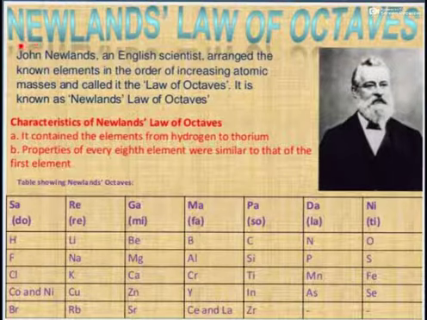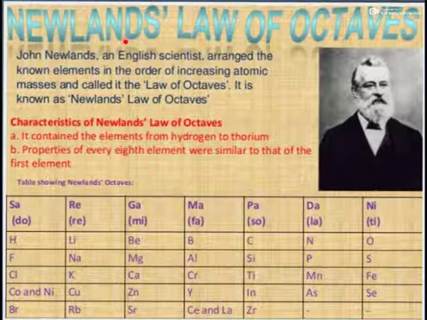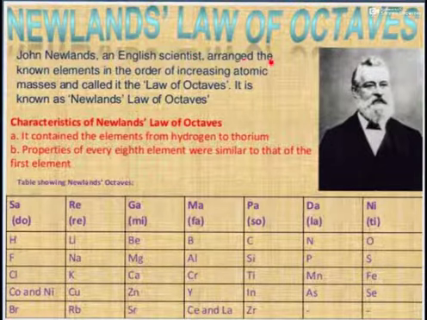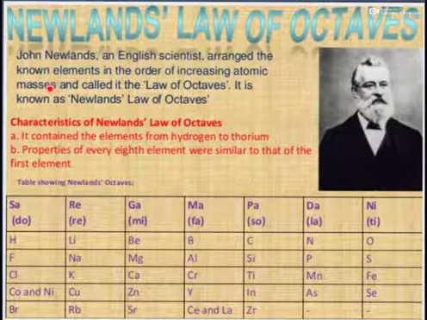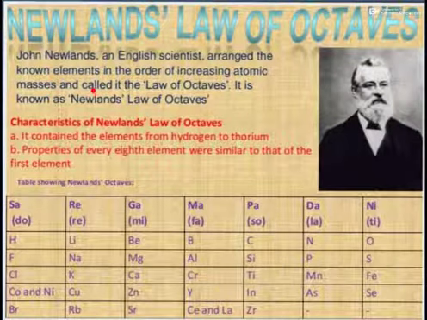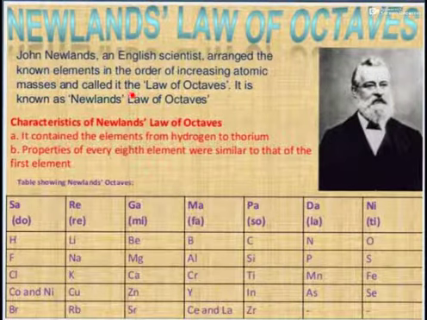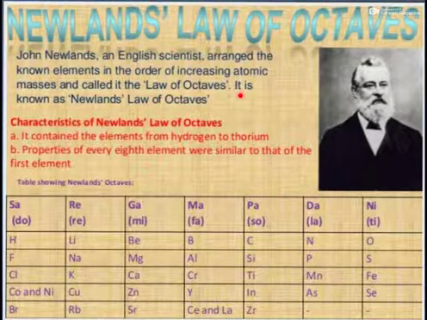Now another scientist came, John Newlands. He was an English scientist who arranged the known elements in the order of their increasing atomic masses. Again, keep this in mind: Döbereiner also arranged the elements on the basis of their increasing atomic masses. The same was done by Newlands, and his arrangement was called the law of octaves. It is known as Newlands' law of octaves.